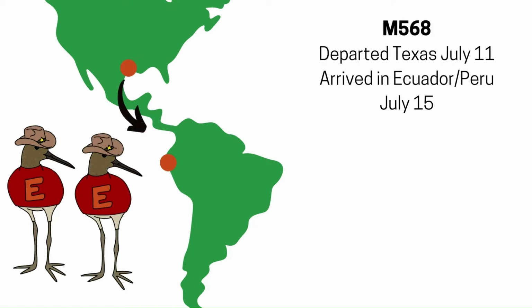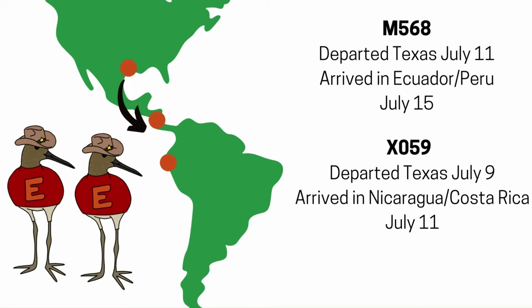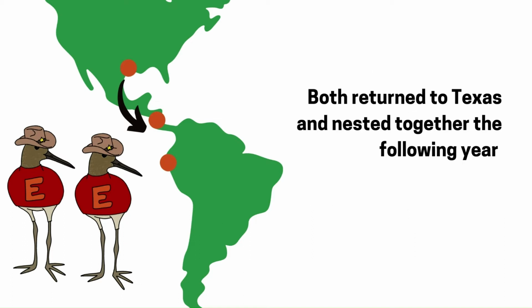Interestingly, one of our mated pairs, M568 and X059, from which we recovered geolocators, did not travel together or overwinter in the same country following their southbound migration. The female, M568, departed on July 11th and arrived in Ecuador or northern Peru on the 15th of July, while the male, X059, departed on July 9th and arrived in Nicaragua or Costa Rica on the 11th of July. But the pair returned to the breeding site and nested together for the following year. It appears that some couples booked separate vacations. This is the only data recovered for simultaneous time periods from both pair members in our study, and we are unable to speculate how commonly this occurs.